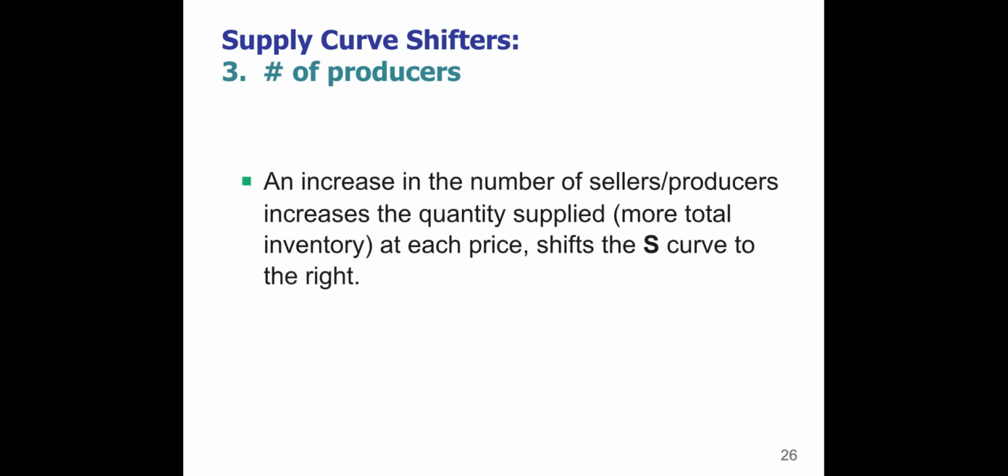The third shifter is the number of producers. So, if you have more people who are moving into the market and they're going to open up shop and start selling a product, just like all sorts of other businesses that were there before them, you are now going to have a larger inventory or supply of goods in that particular market. So, when more producers enter, we get an increase in the number of sellers or producers. And then, if some producers go bankrupt or decide to close their business, we would see a reduction in the amount of producers.